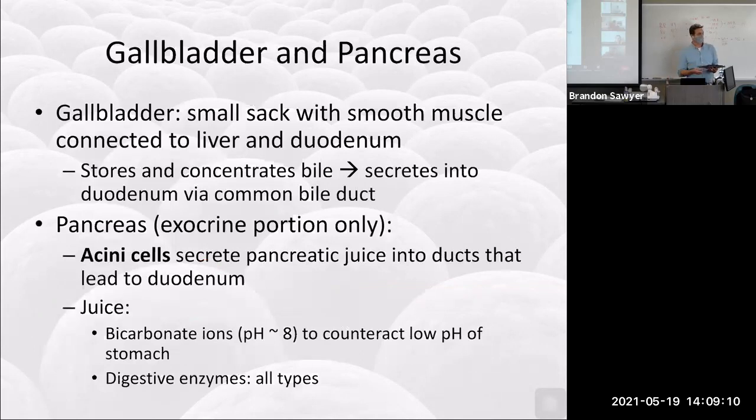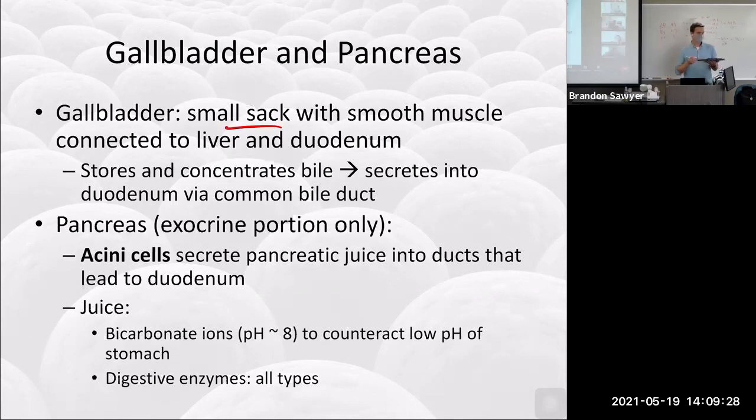Let's talk about a couple other organs associated with the digestive tract, the gallbladder and the pancreas. You guys have identified all of these already in your dissection. Gallbladder is really just this little sac. It doesn't have any special function to it. It doesn't have any cells that are making anything. It's just a holding place for bile.